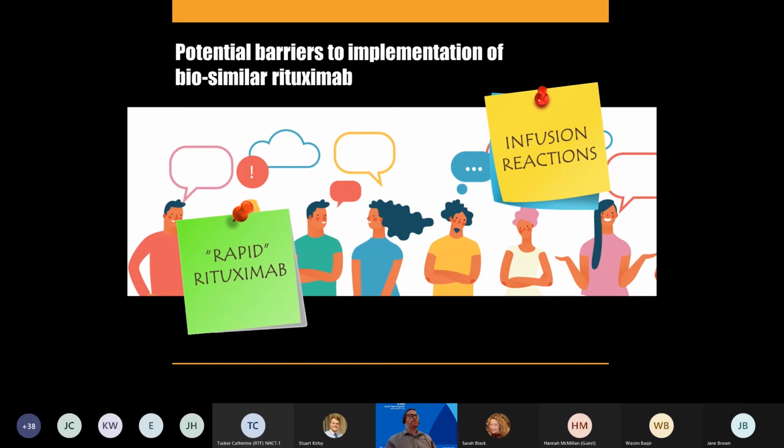And to make matters worse, we couldn't simply say we should follow the evidence that's been published on the biosimilar, because the biosimilar used the licensed infusion rate. And within oncology, or rather within hematology, we use rapid rituximab, so administration over 60 to 90 minutes instead of administration over 4 to 6 hours. So because we're giving it quicker, it's possible that our infusion reaction rate might be higher.